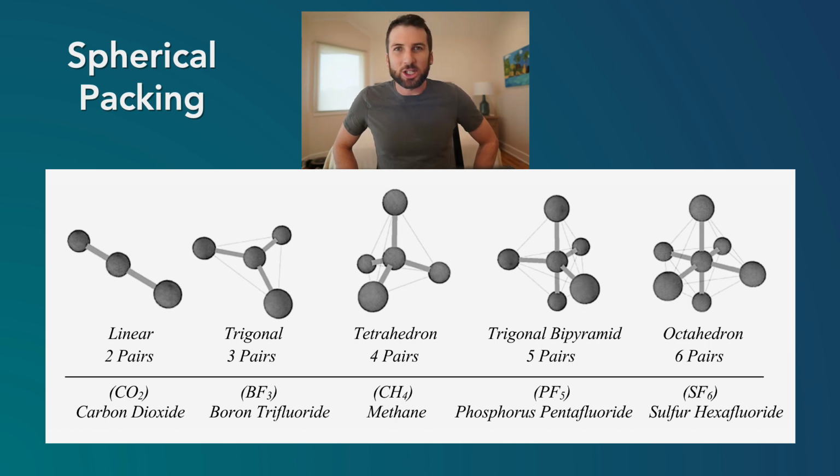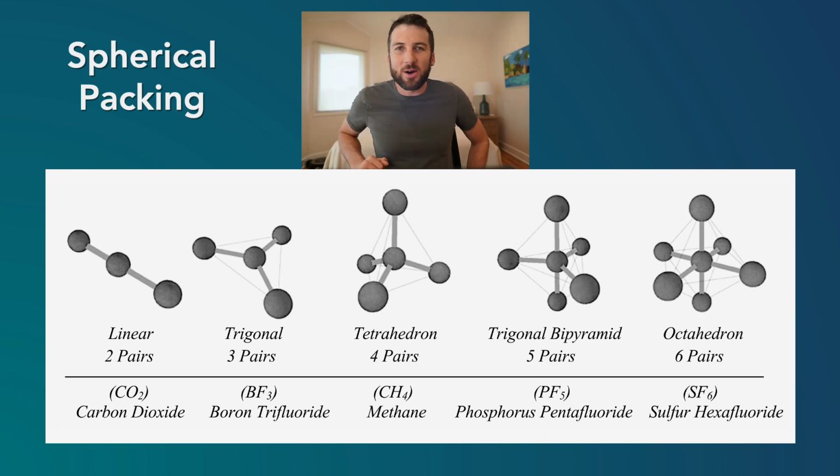Now, if there's 3 electron pairs, they would try to avoid each other and form this trigonal shape. 4 electron pairs would form into a tetrahedral shape, and this is seen in the molecular geometry of methane, a carbon atom and 4 hydrogens. 5 electron pairs creates this trigonal bipyramid, essentially a triangle in the center and 1 bond on top and 1 bond below. 6 pairs creates the octahedron. So some of this spherical packing optimization is actually reflected in different molecular geometries we see.